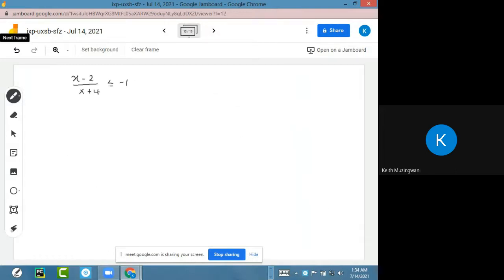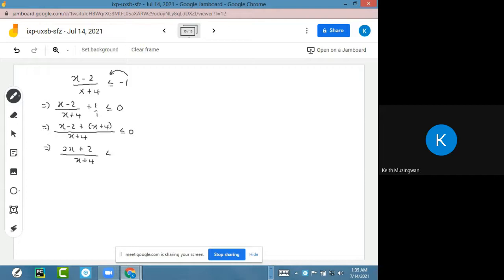So now we'll take this negative to the other side. We'll have (x minus 2) over (x plus 4) plus 1 over 1 less or equal to 0, giving us x plus 4 as the common denominator, and then x minus 2 plus x plus 4 less or equal to 0. So we'll get (2x plus 2) over (x plus 4) less or equal to 0.